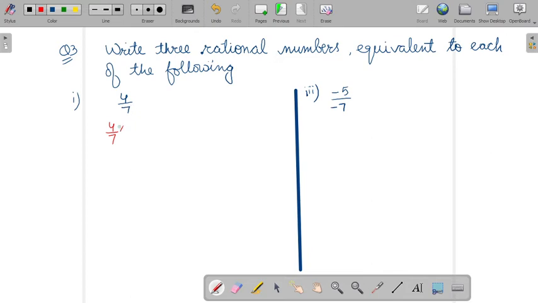So what will we do? You can take any integer. Take 2 here, and in the denominator also you will take the same integer. So it means with this same integer you will multiply. So what would it come? 8/14. So you have 8/14. If you cancel it, again you would be getting 4/7. So this is one equivalent rational number.